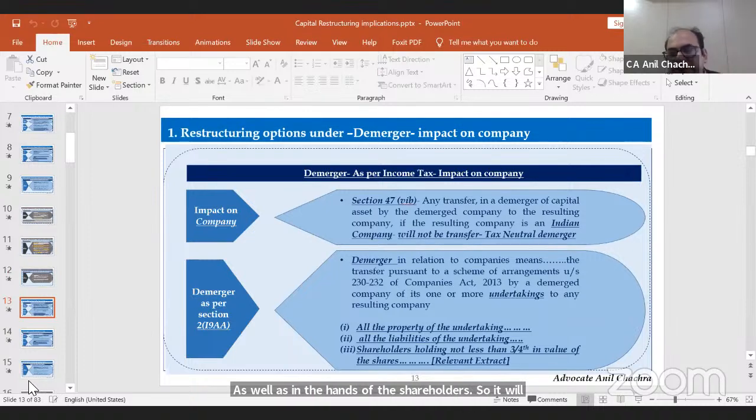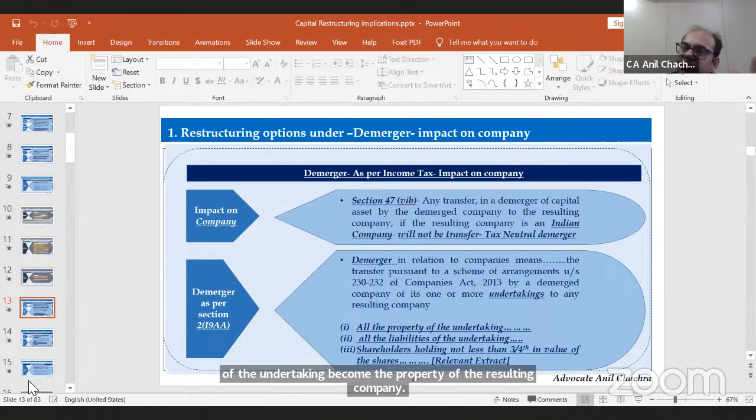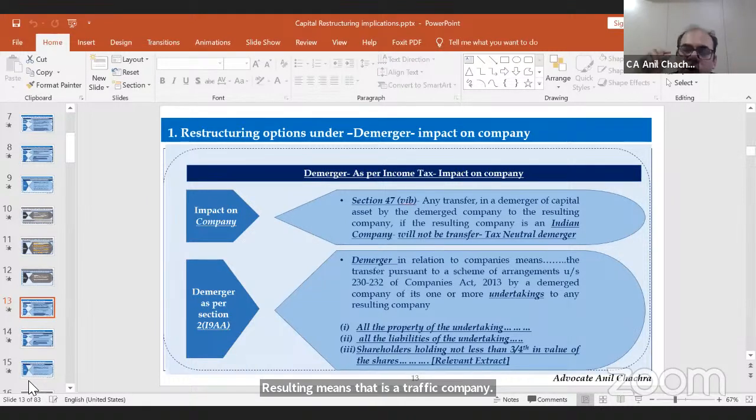Now coming to the demerger side, demerger is a bit more complicated as compared to the amalgamation. Demerger means hiving off one of the undertakings to another company, provided that all the property of the undertaking becomes the property of the resulting company. One is the demerged company, one is the resulting company. Resulting means the transferee company, demerged company means the transferor company. The only condition is that it should be a transfer of the undertaking, right?